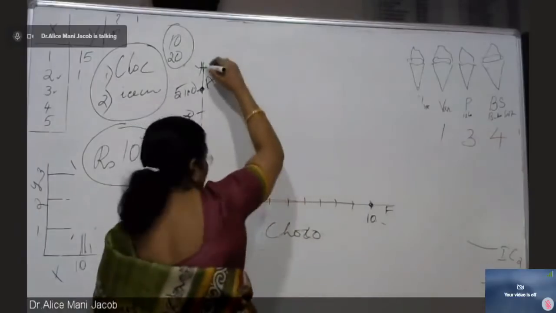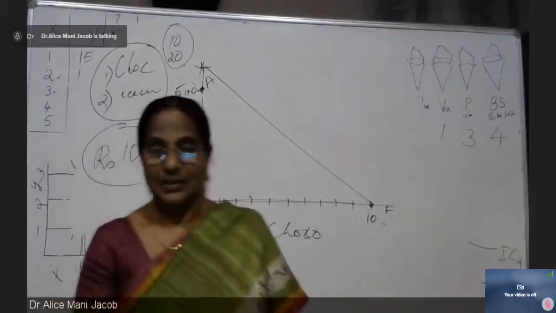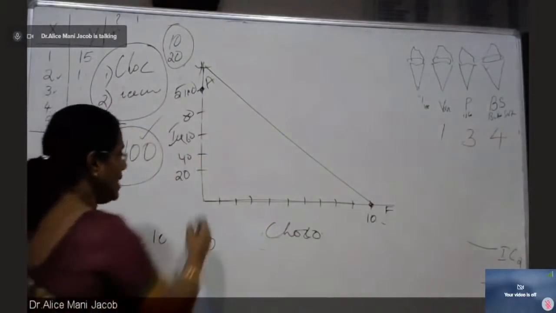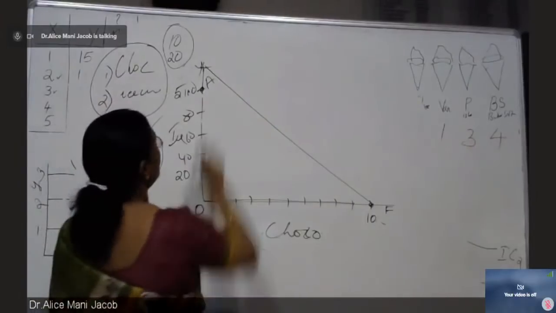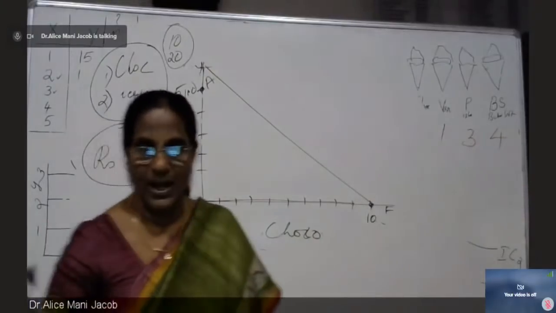So let us join these 2 points A and F. This is your budget space. You can be anywhere in the OAF.